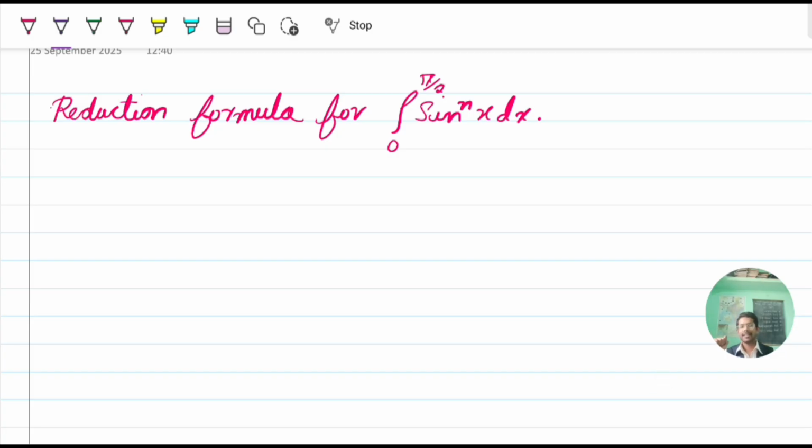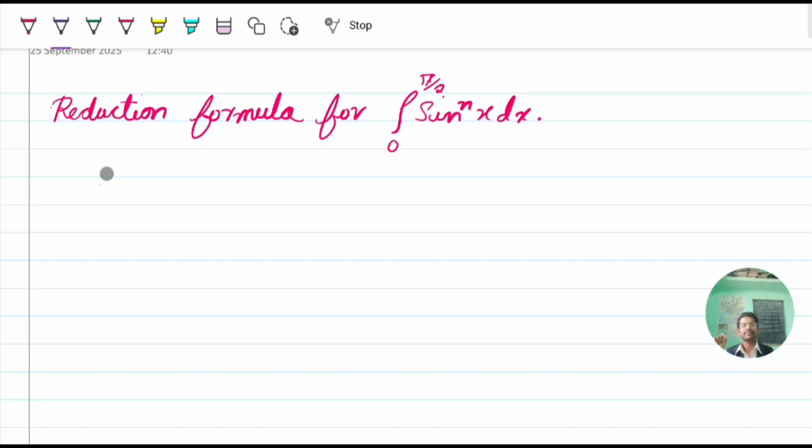Let's start. Today's topic is the reduction formula for integration from 0 to pi by 2 of sine power n x dx. Let us reduce this. You know that in the previous lecture I already explained the reduction formula for integration of sine power n x dx. If you have not watched that lecture, please do watch it for better understanding.